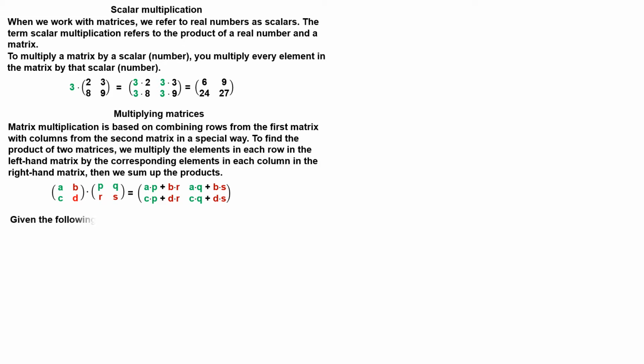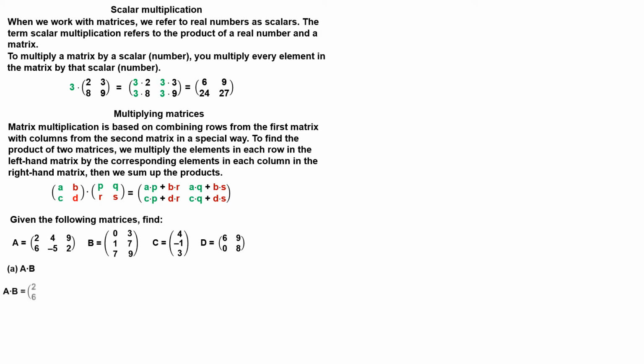Given the following matrices, find A times B. Multiply the elements in the first row of A with the corresponding elements in the first column of B. We match the first elements and multiply them. We match the second elements and multiply them. We match the third elements and multiply them. Now we add the products to get the entry in row 1 and column 1.